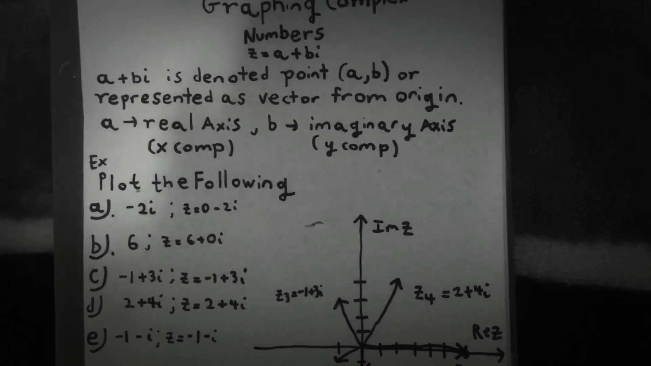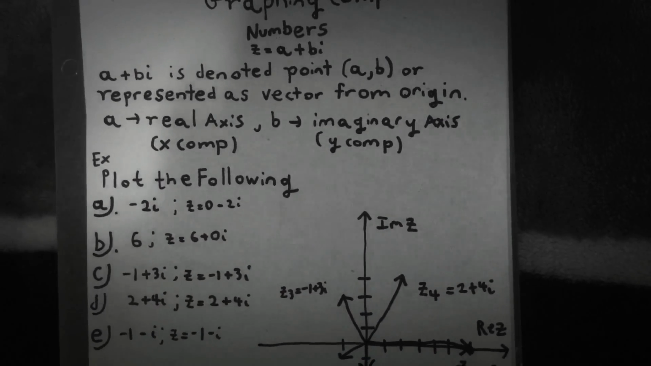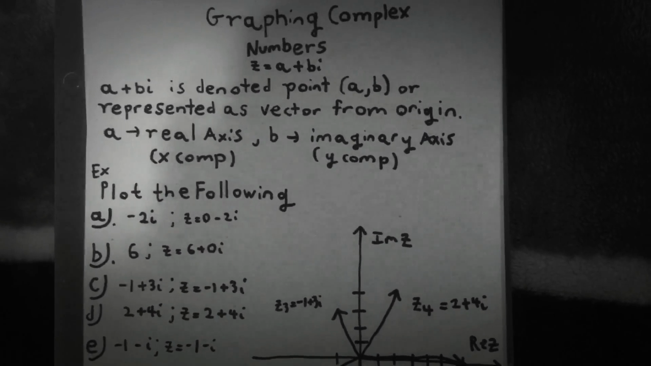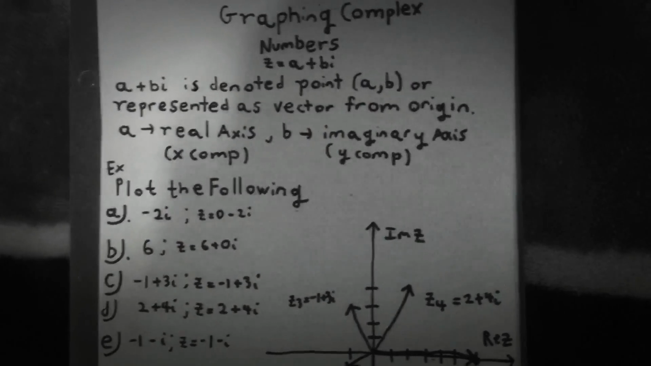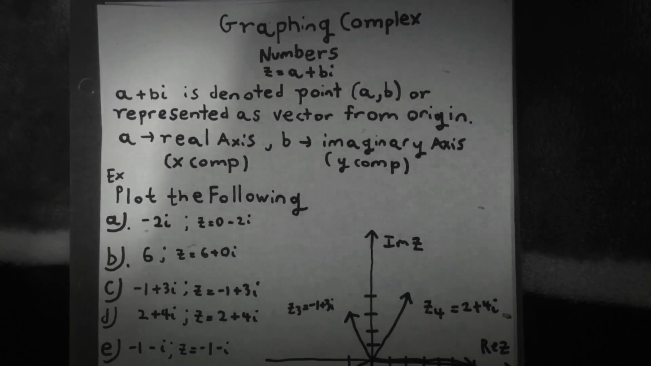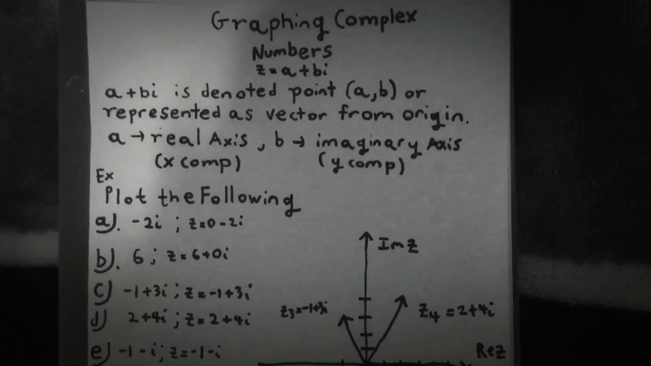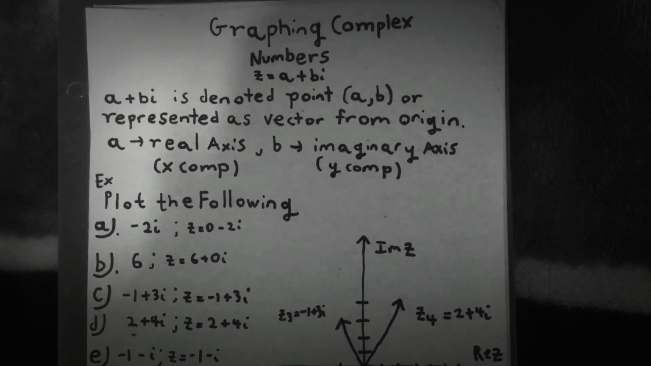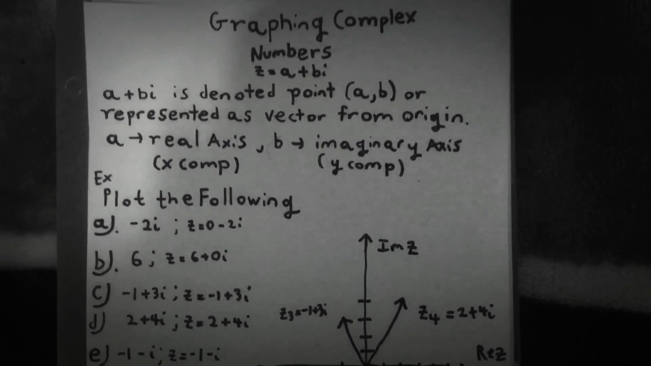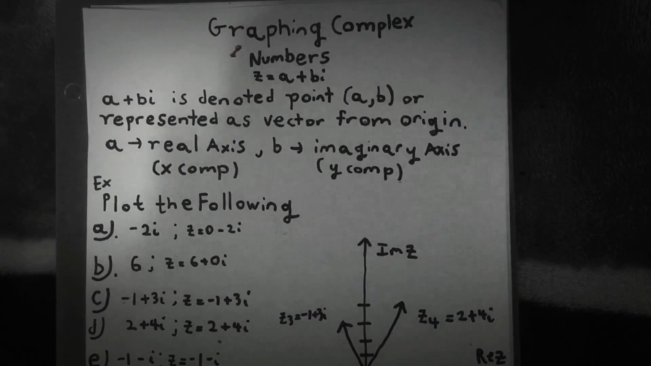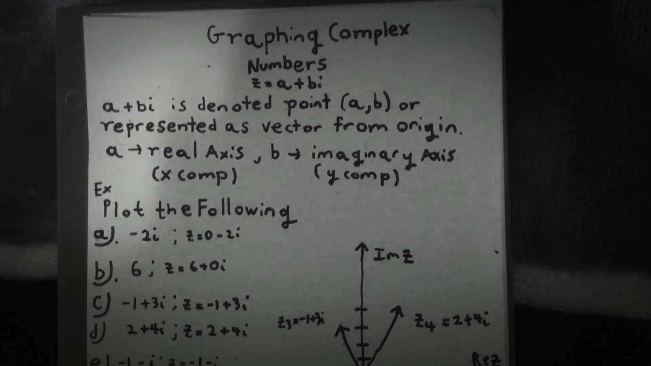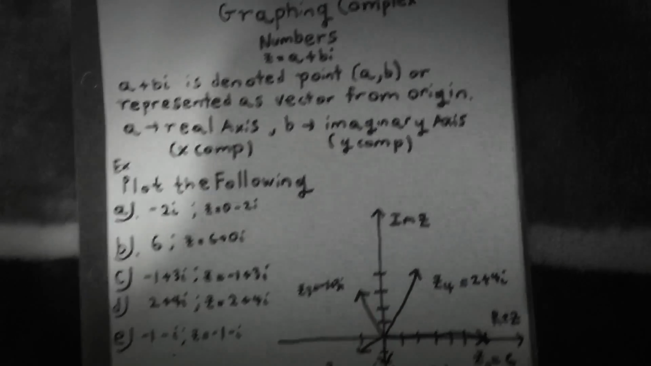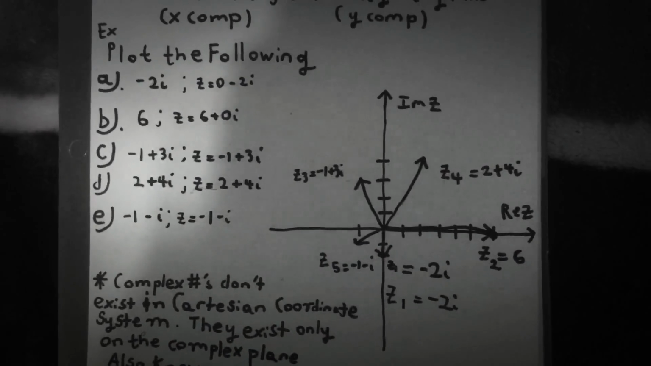a is denoted as the real axis, the x component. b is denoted as the imaginary axis, the y component. If you haven't learned vectors, you can just denote a as the real axis for x, and b as the imaginary axis for y. Why don't we plot some examples?